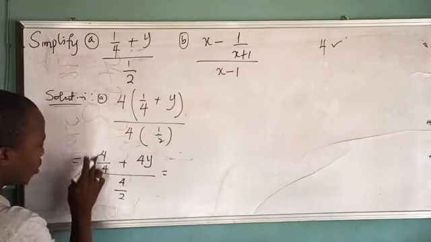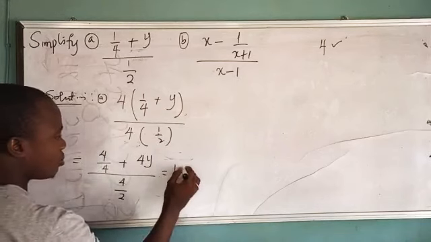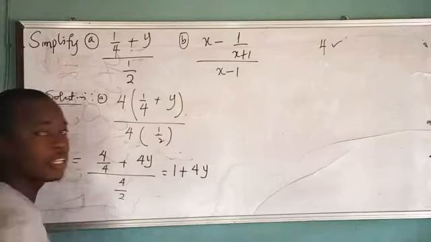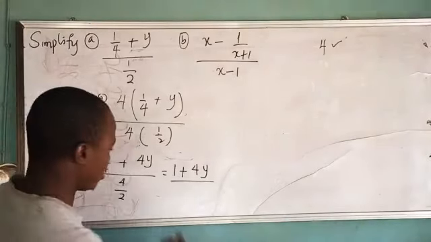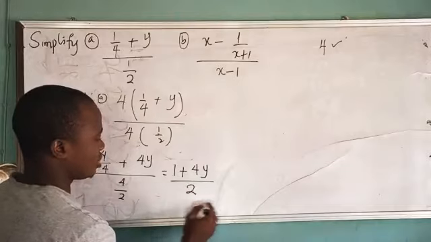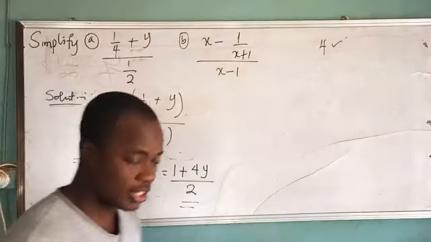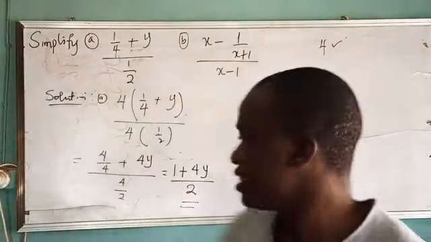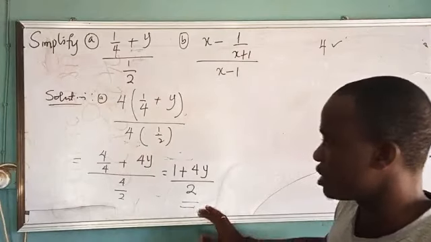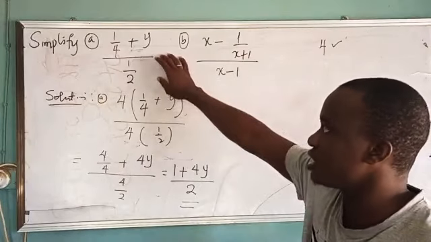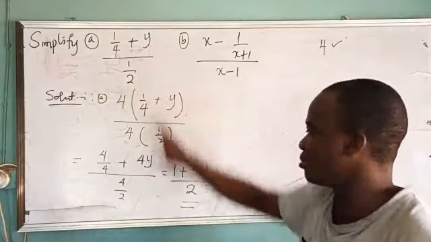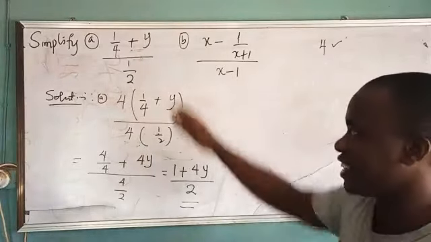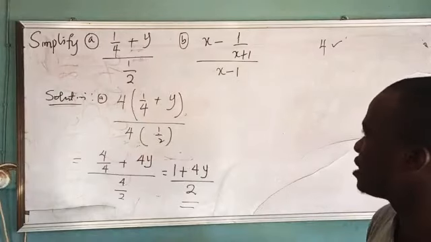Now from here, 4 divided by 4 is 1, plus 4y over 4 divided by 2, which is 2. We have this. You can see, that is the final, the simpler form of this. This one looks finer than this. This one looks so ugly, but this one is final. Do you understand now? So that is the idea.